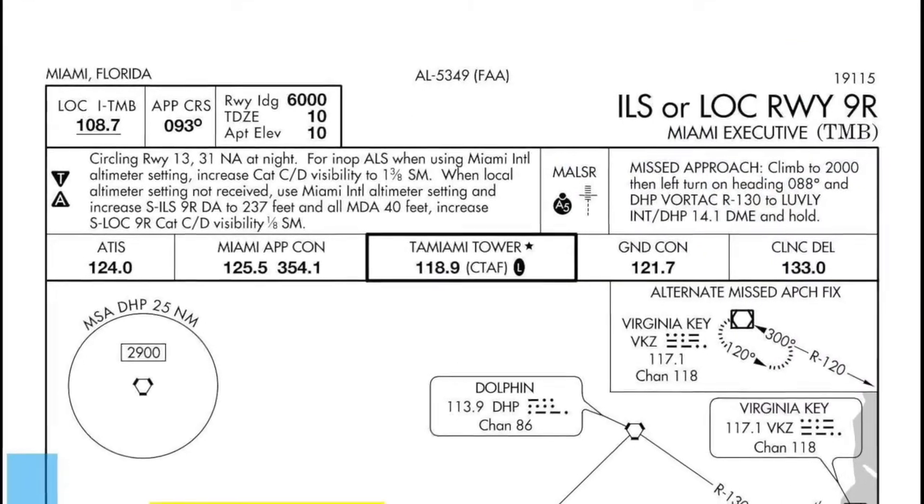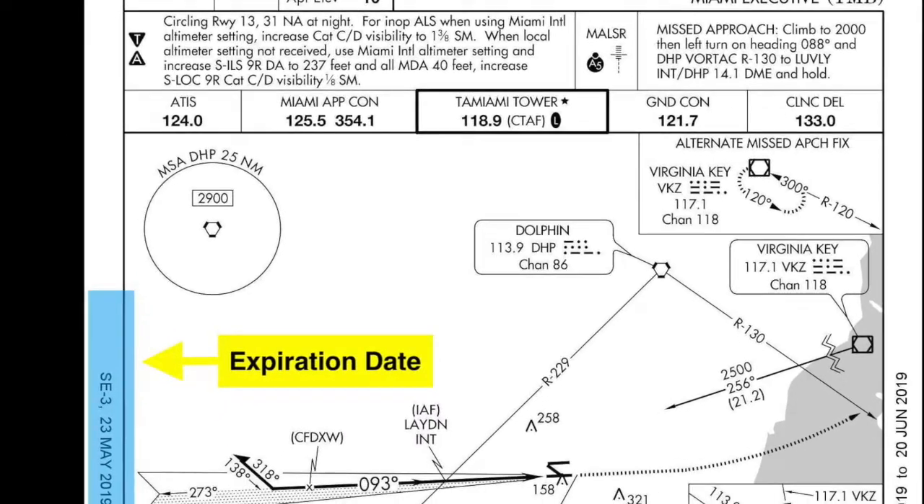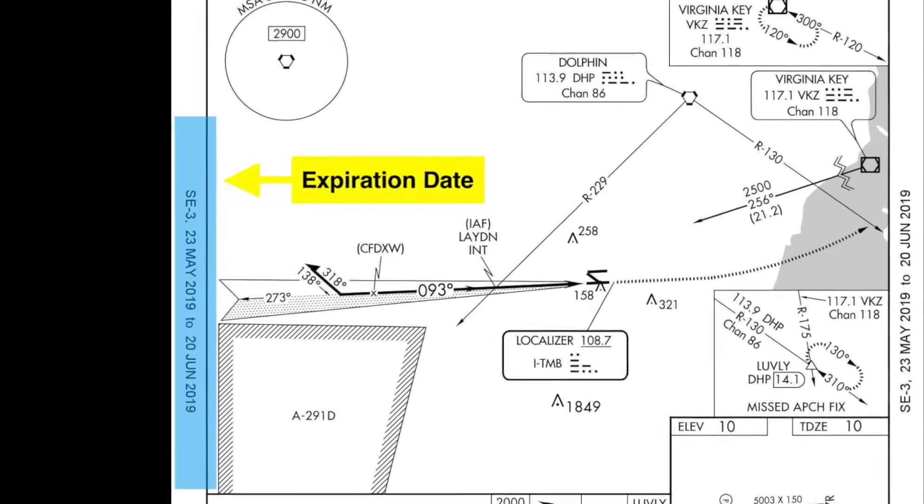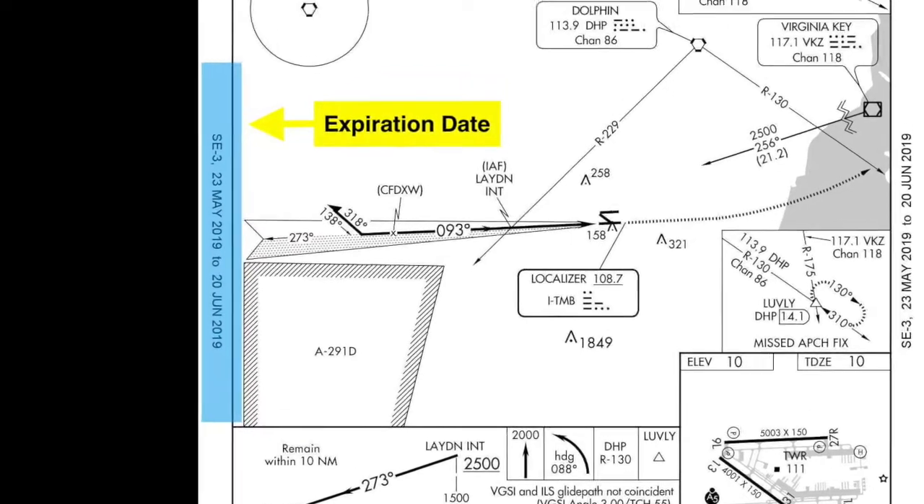The first thing you would always want to look at is the expiration date. The expiration date is going to be on the sides of the plate, left or right, and it should say there the effective date and the date expires. So you always want to make sure that your plate is up to date.